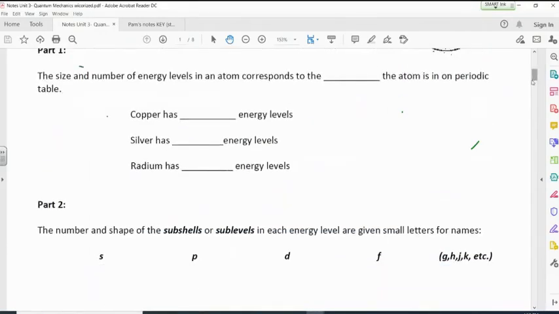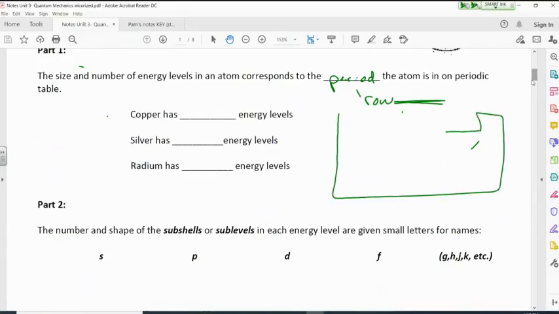Okay, so our first part, part 1: the size and number of energy levels in an atom corresponds to the row, to the period. Remember, row means horizontal on the periodic table. So it's the period that the atom is in on the periodic table. For example, if I draw a quick little periodic table here, it's probably going to be pretty terrible, but there you go. These numbers are on your periodic table. It says 1, 2, 3, 4, 5, 6, and 7.